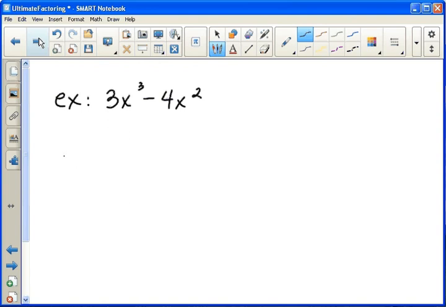That will leave us with 3x in the first term, because if you divide x cubed by x squared, it just leaves 1x. And it'll leave us with 4 in the second term, which, because x squared divided by x squared would just be 1, so it just leaves us 4 times 1, which is 4. So this would be our factored form.